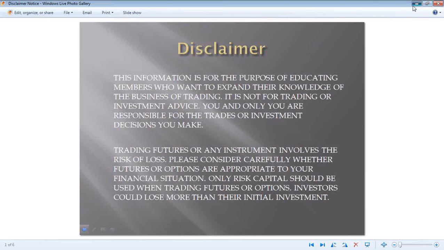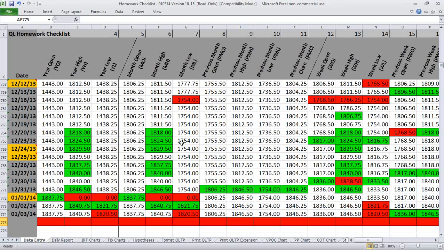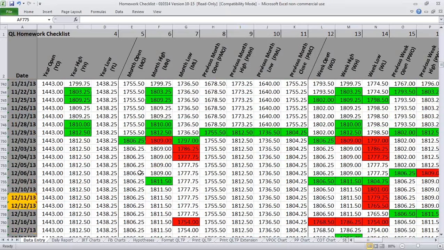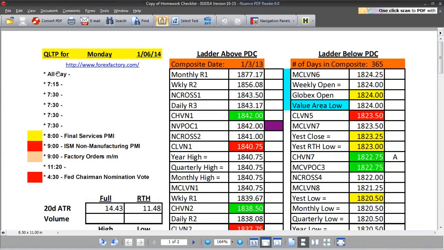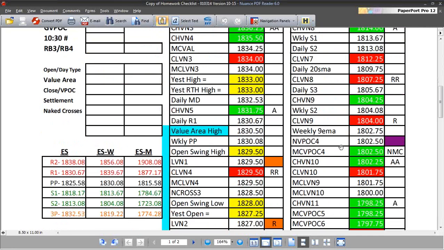So with that said, we like to take a look at the numbers first, see if there's anything that's glaring. We've been keeping this sheet now for a few years, and there are all kinds of different tabs and different numbers that we keep, but in the end we get what we call our Quantum Leap QLTP, which is our ladder above the previous day close and ladder below the previous day close, with all the levels that we're noting and we're watching.